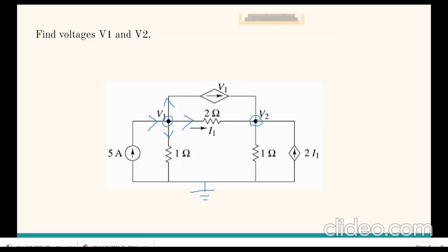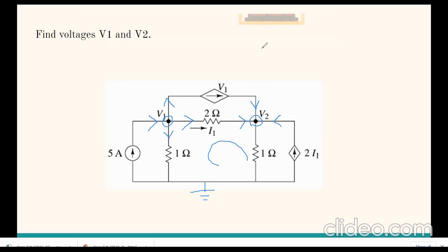Now coming to node 2, here the I1 is incoming at node 2. This V1, that is the voltage dependent current source, is also incoming at node 2. If you see the right hand current controlled current source, the value of the current is given by 2I1 and it is incoming at node 2. So that direction also I have marked. Now the left out is this 1 ohm.